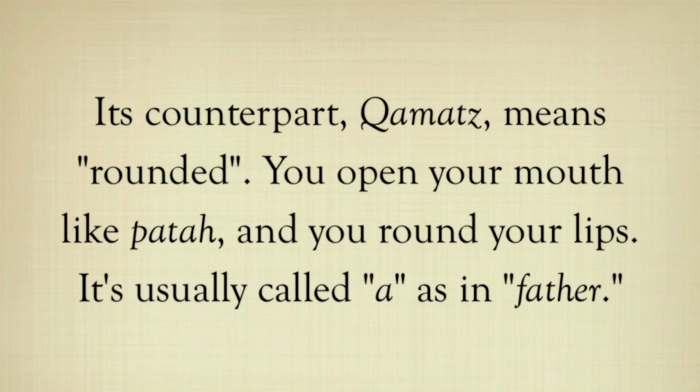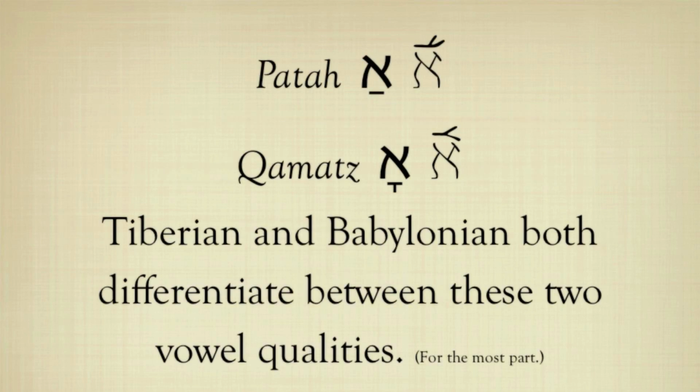Its counterpart, Kamatz, means rounded. You open your mouth like Pethach, and then you round your lips. Aw. It's usually called A as in father. Aw. Tiberian and Babylonian both differentiate between these 2 vowel qualities.